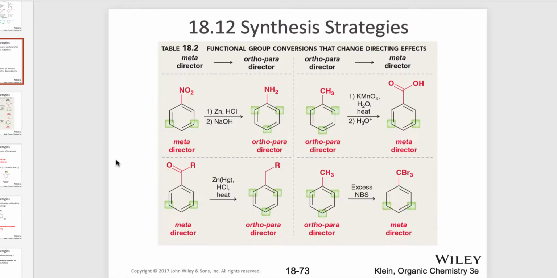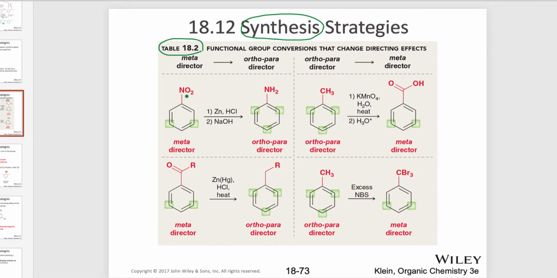You also have a nice chart for overview, table 18.2, that now discusses a lot of the synthetic aspects. Synthesis is all about functionalizing, figuring out what the toolbox is for now installing functional groups. And you can pause the video here and just review all of the groups and review your knowledge of all the rules that helped us understand what the role is of the first substituent and where it will direct the next substituent. Okay.